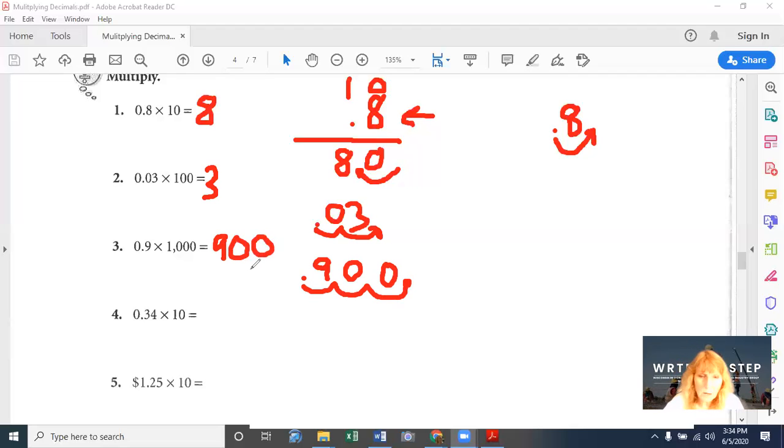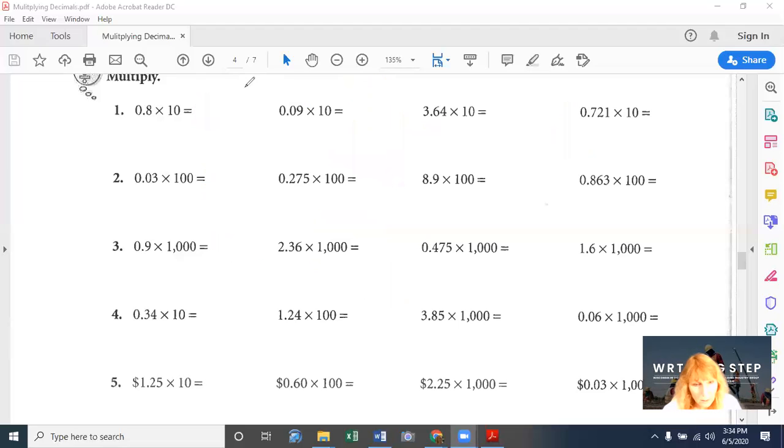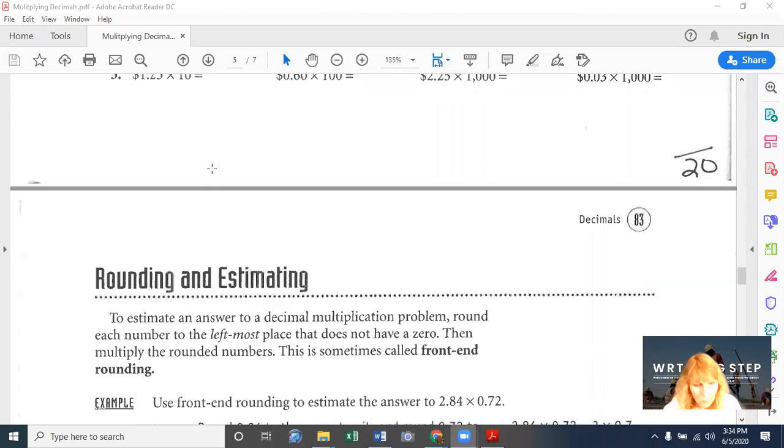If I was to multiply it out like I did up here, and multiply 0.9 times 1000, I would get 900. This is just a nice shortcut to use, and you can always do that with 10, 100, and 1000. When you're dividing by 10, 100, or 1000, it works the same way, except you're going to move your decimal to the left instead of the right. You're going to decrease the size. So let's look at the next one here.